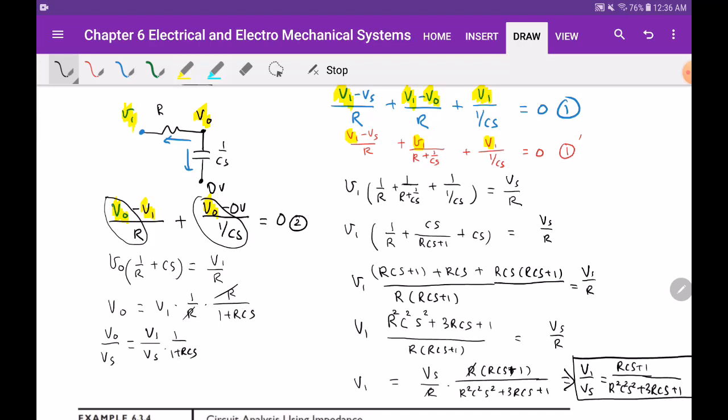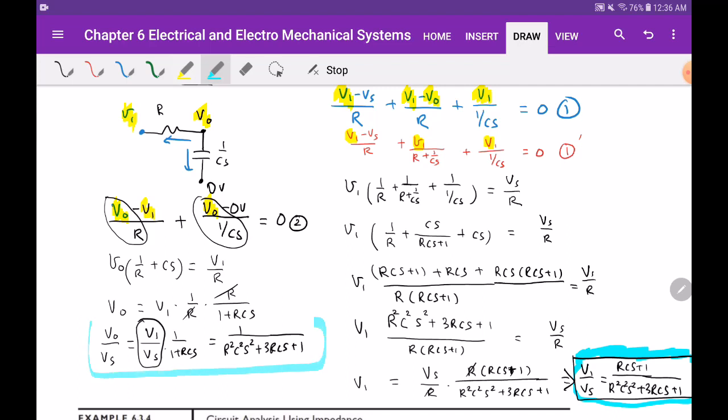And this one is already known. Where? Right here. So now you take that term over, and the numerator cancels, so that's equal to 1 over R squared C squared S squared plus 3RCS plus 1. That's going to be your final answer right there.